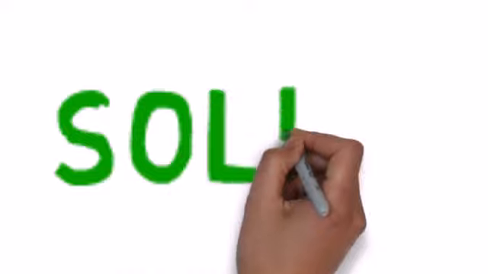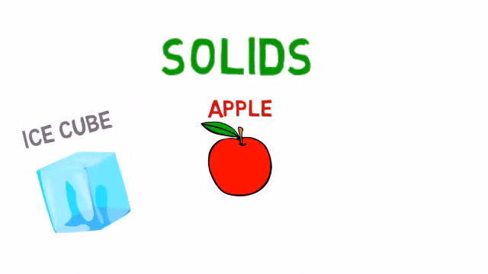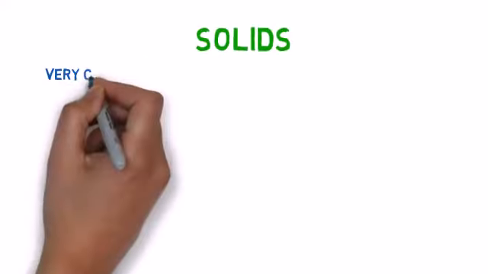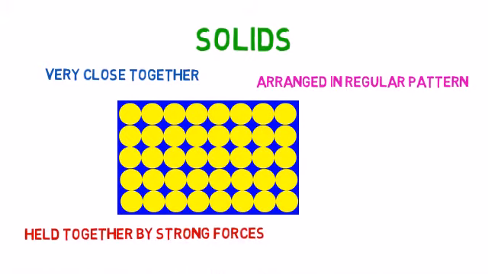Let's talk about solids first. Some examples of solids are ice cubes, an apple and a car. What is common in all these solids? The particles in solids are very close together and arranged in a regular pattern. They are also held together by strong forces, and finally, they cannot move from place to place.